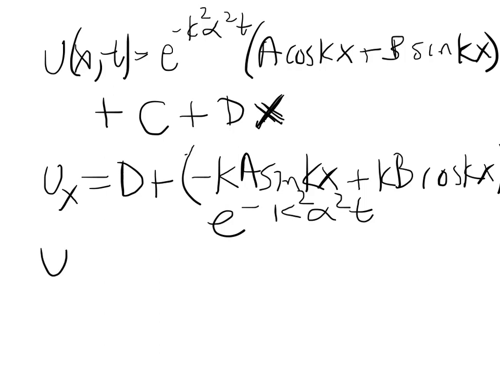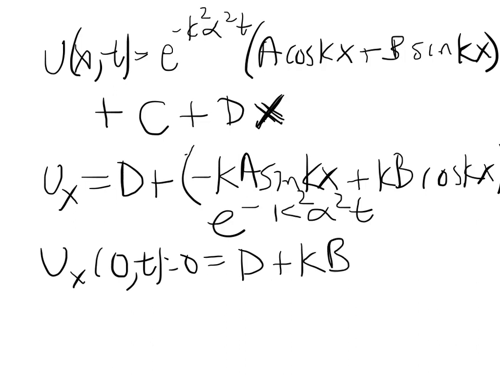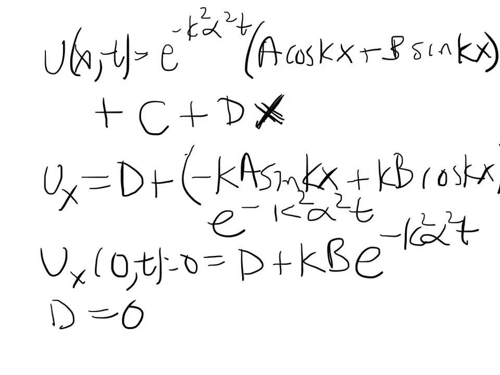And if we're looking at ux of 0 comma t, which we know is equal to 0, that's going to give us d plus kb, because the cosine expression is equal to 1, kb e to the minus k squared alpha squared t. And the conclusion from that is that since that is equal to 0, that means that d is equal to 0 and b is also equal to 0.